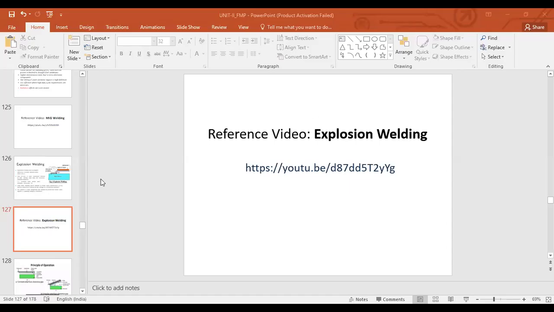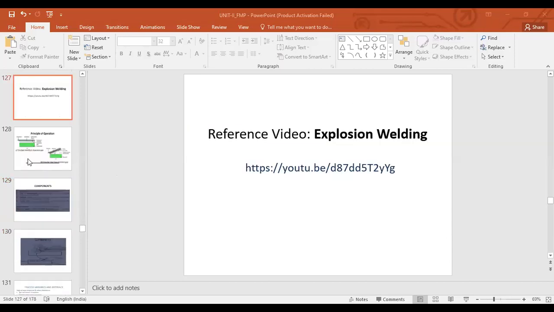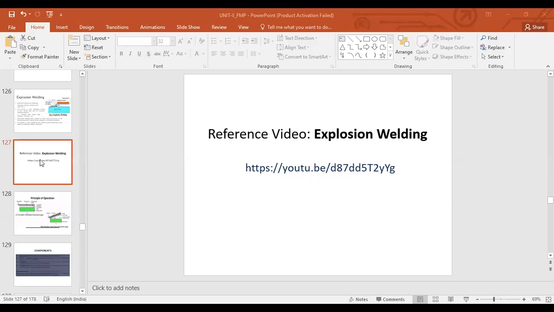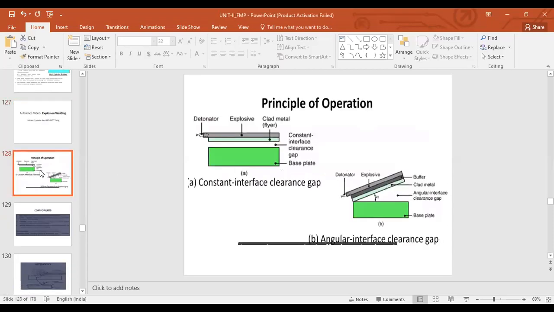So we saw that video, right? Explosion welding. It was almost at the end. But nonetheless, we saw the main points of those, that are relevant for explosion welding, for explaining explosion mode, right?